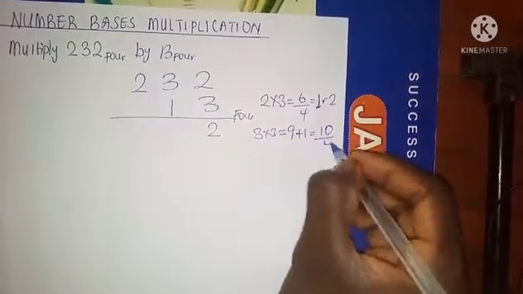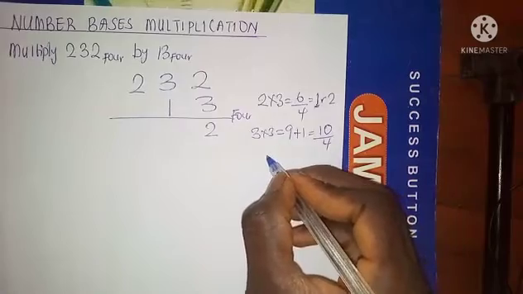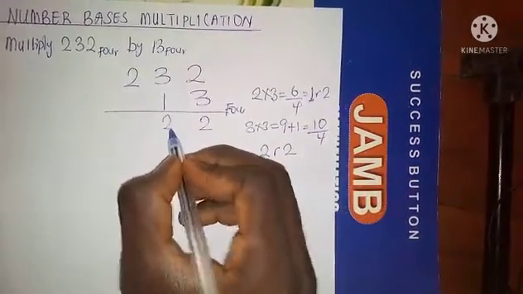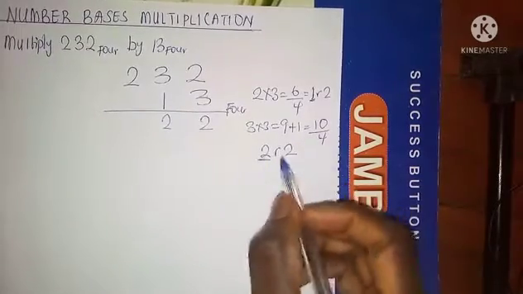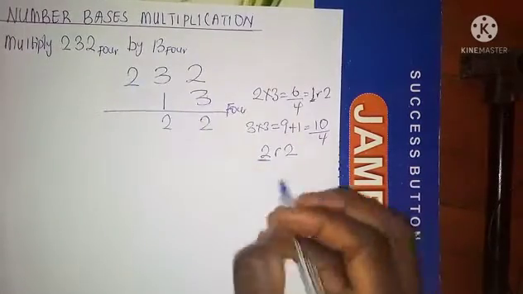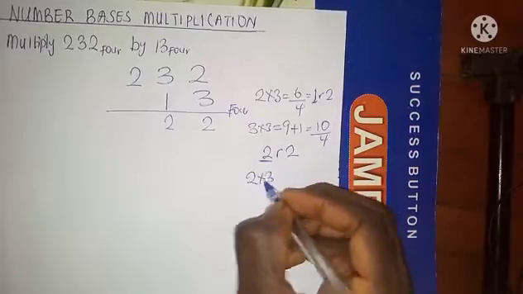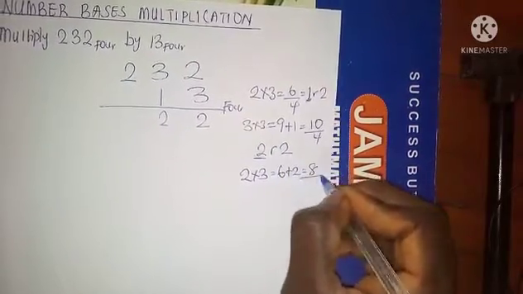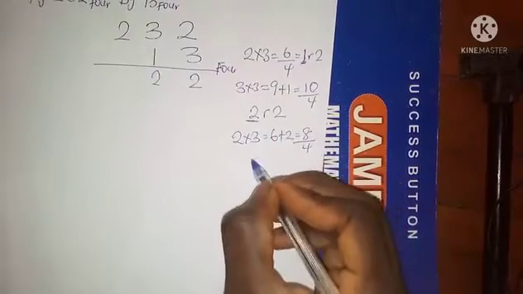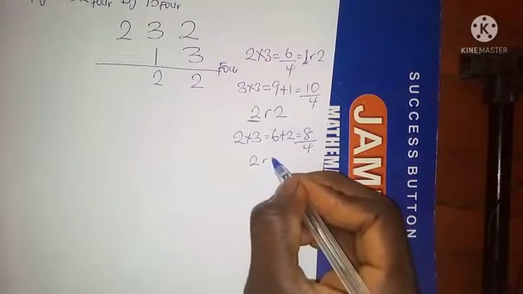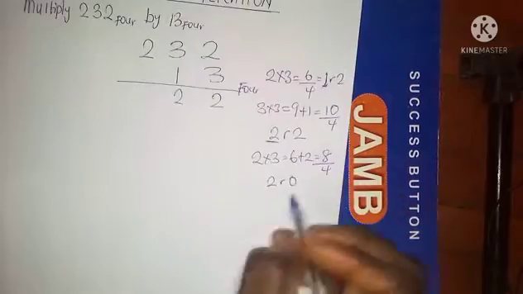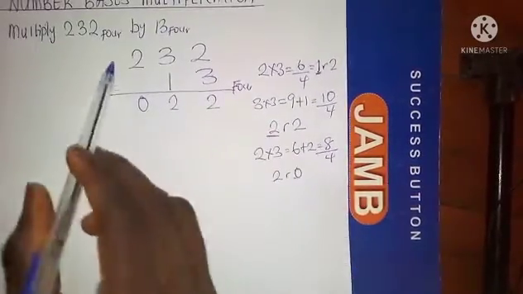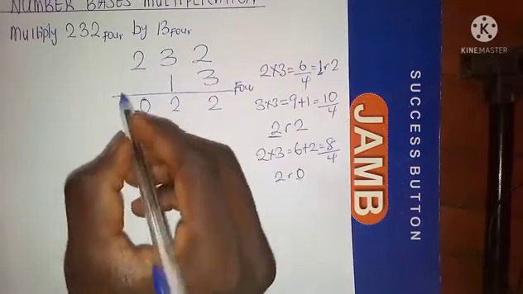So 10 divided by 4, we are having 2, remainder 2. We are going to write 2 here, so don't forget these 2 will be added. Now we have 2 times 3, 2 multiplied by 3, this is 6 plus this 2, and this is 8. 8 divided by 4 is 2. Then remainder 0. So you are going to write your remainder, that is 0. And since there is no number left, you are going to write these 2 at the front.